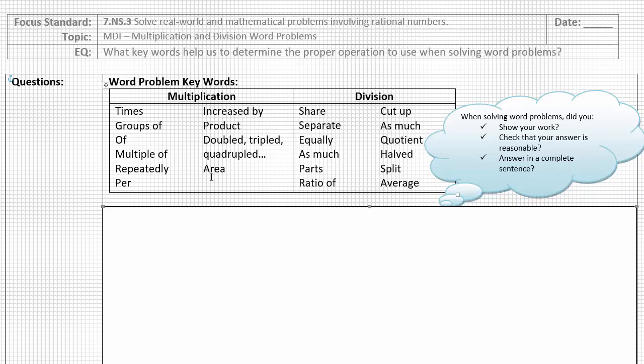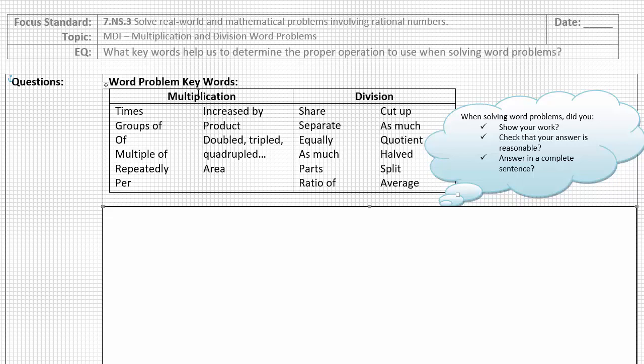Keywords that indicate multiplication are words like times, groups of, multiple of, repeatedly, per, increased by, product, doubled, tripled, quadrupled, etc., and area. And words that will indicate that you should be using division will be words like share, separate, equally, as much, parts, ratio of, average, split, halved, quotient, cut up.